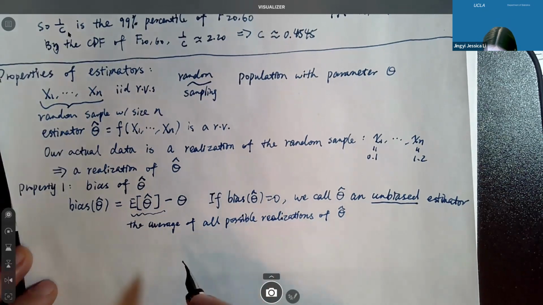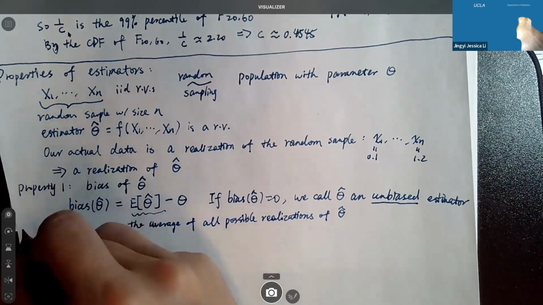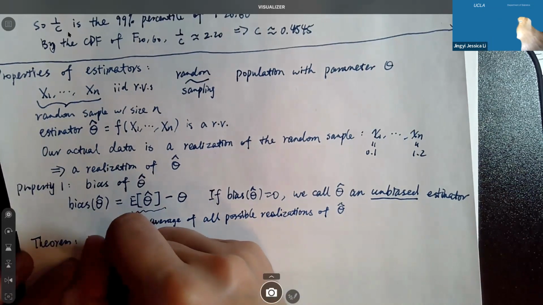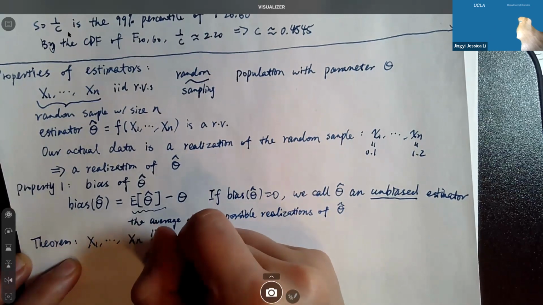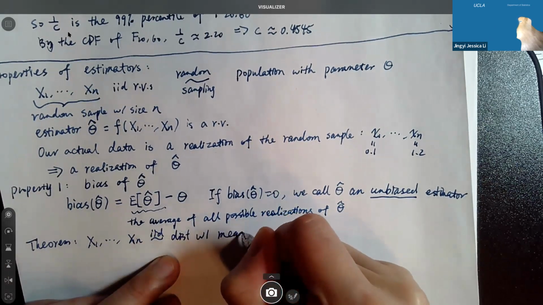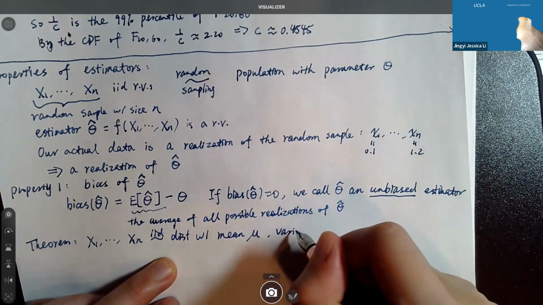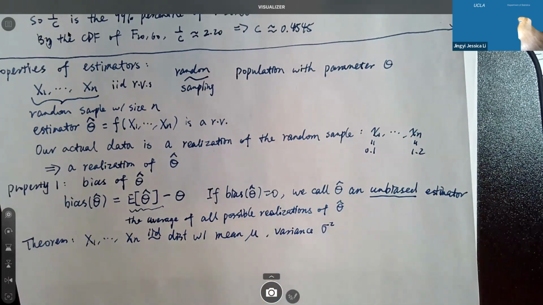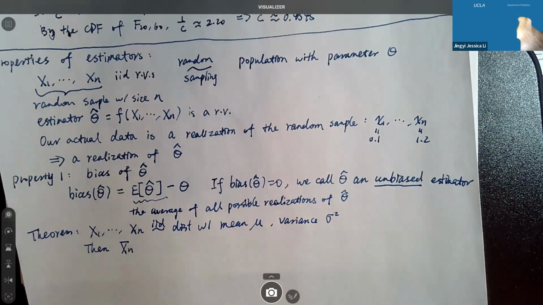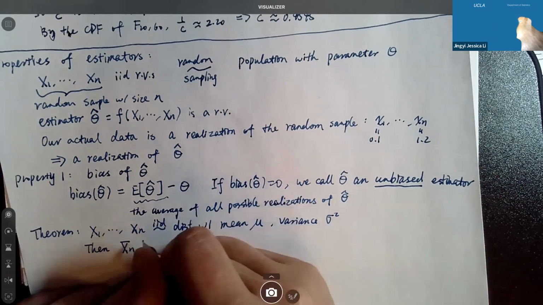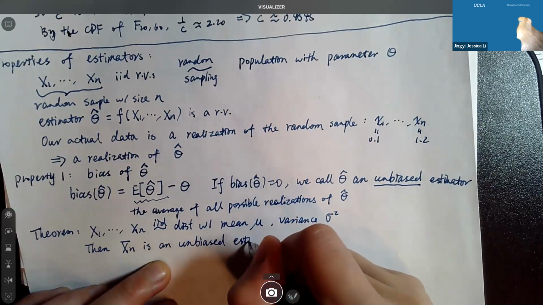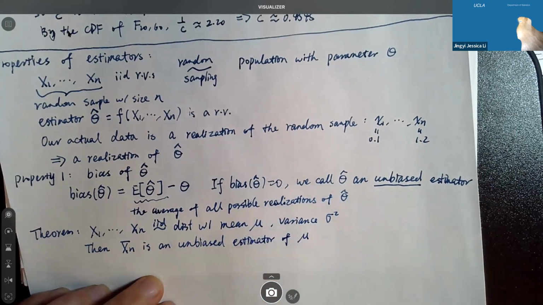So for this property, now let's do one important thing. This is an important result. Maybe I should call this a theorem, even though in my own notes I didn't, but I think the importance is very high. Let's say we have x1 to xn, they are IID, from a distribution with mean mu and variance sigma squared. In this simple setting, the statement is that our sample mean, because we regard x1 to xn as a random sample, x bar is an unbiased estimator of mu.